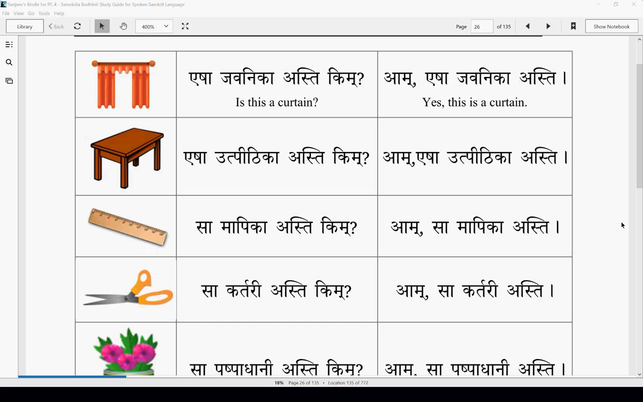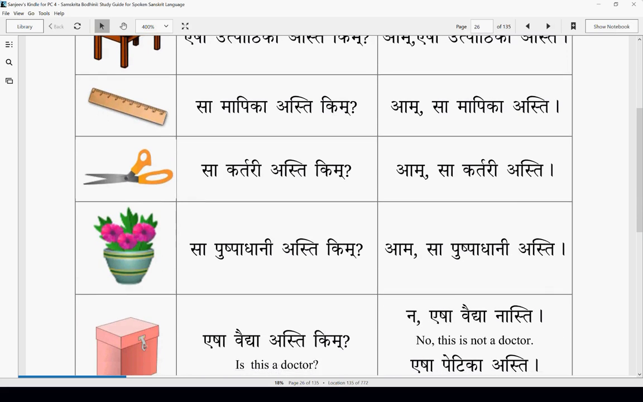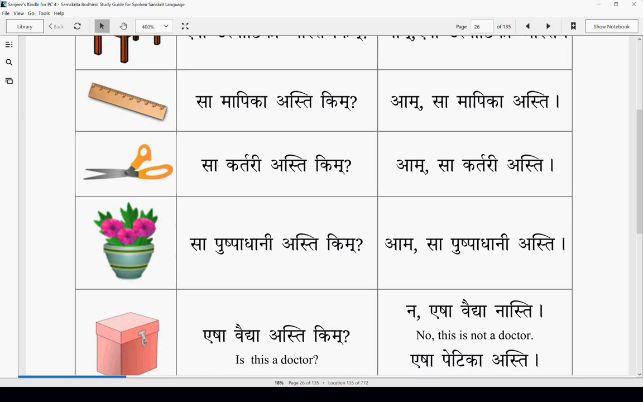So these words are ending in A. Next, ending in E. Who wants to volunteer next? I can try. Sa kartri asti kim. Sa kartri asti. Sa kartari asti kim. Sa kartari asti. Kartari means scissors. Okay, next.